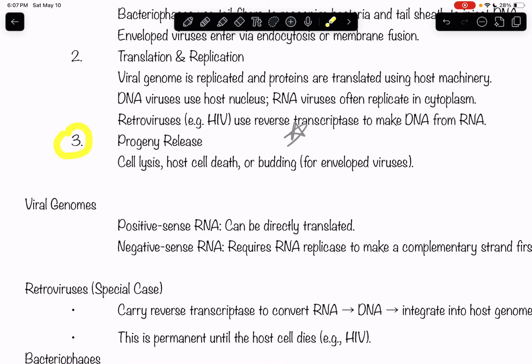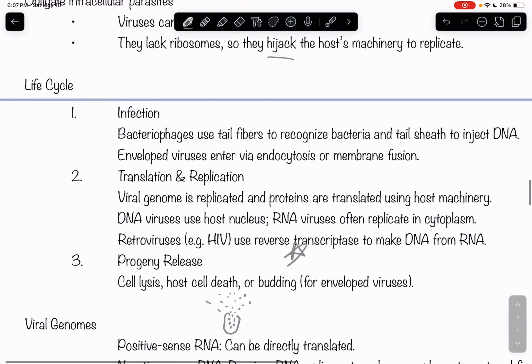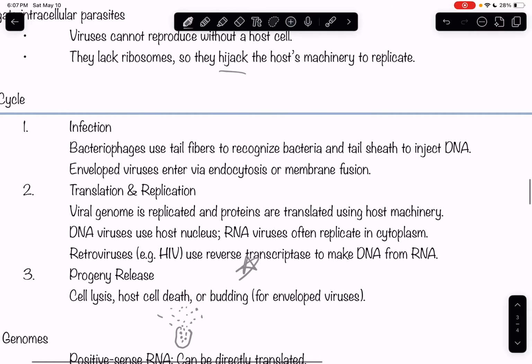Then step three is going to be your progeny release, pretty much the cell lysis. Let's say we have a cell, and at this point it's lysed, and these are your viruses. Your viruses will be leaving the cell and going off into other cells. Okay? So that is the life cycle of viruses.